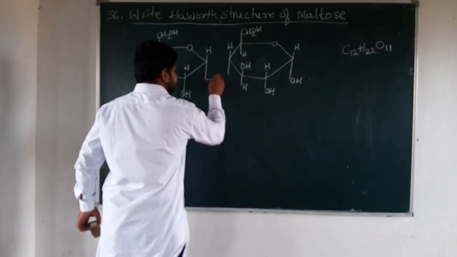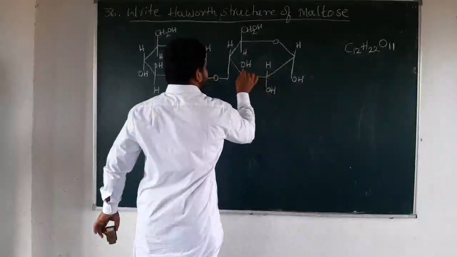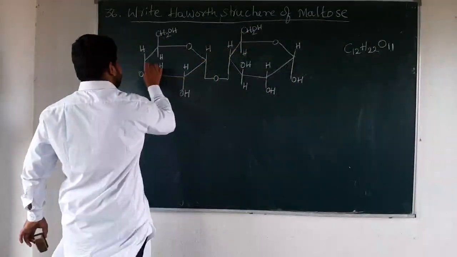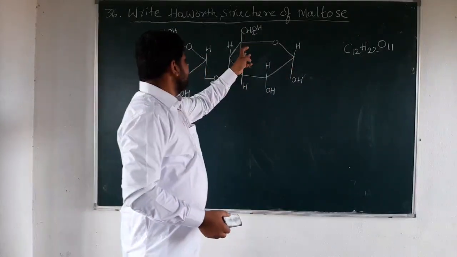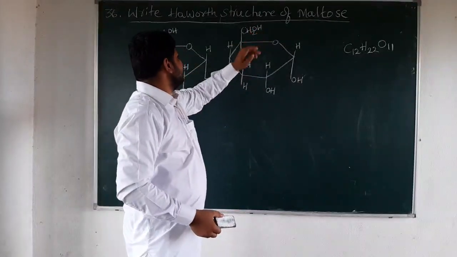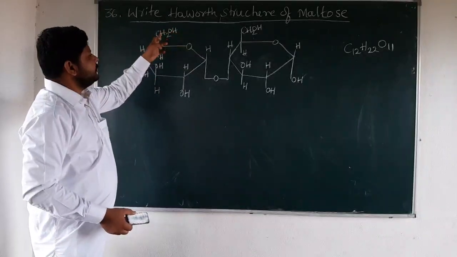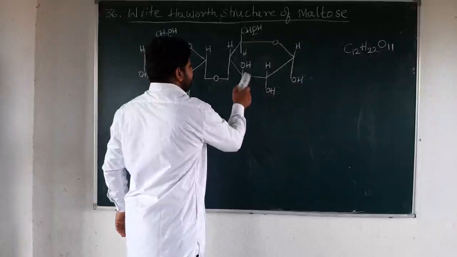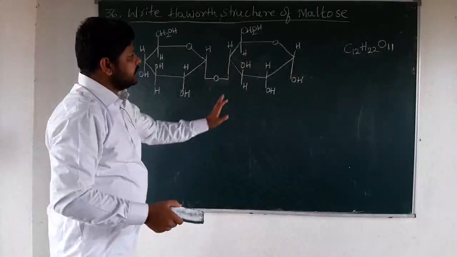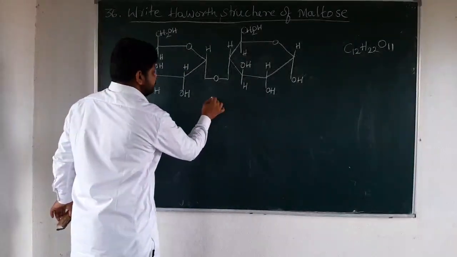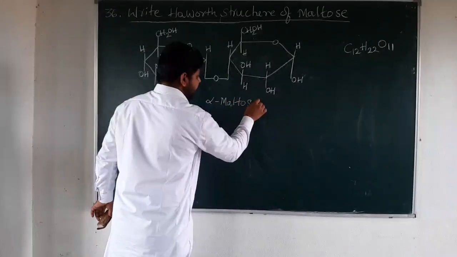Between these two there will be O. You can count the carbon atoms now: 1, 2, 3, up to 12. Hydrogens you can also count, 22. Oxygens: 1, 2, 3, up to 11. So this is the Haworth structure of glucose units, particularly alpha maltose.